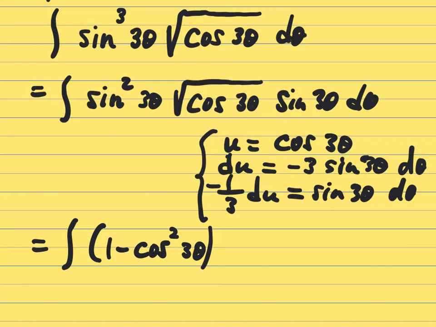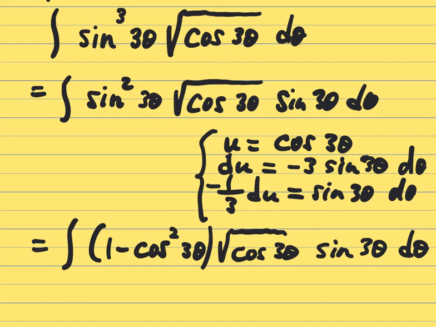Square root of cosine 3 theta, sine 3 theta d theta. Now let's put the substitute in. Everywhere there's a cosine 3 theta, we're going to put a u, and our derivative line, sine 3 theta d theta, can be replaced with negative 1/3 du. Let's do the substitution and see how this starts looking.